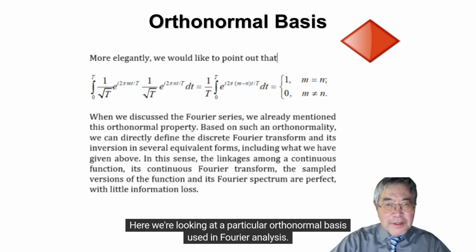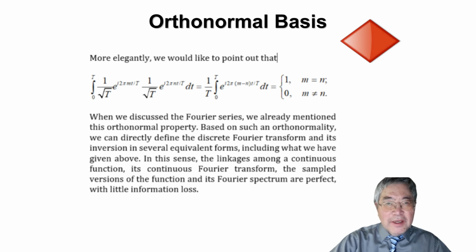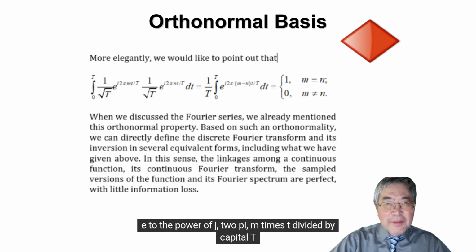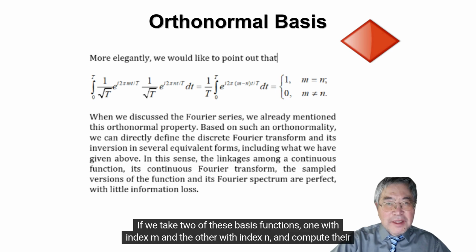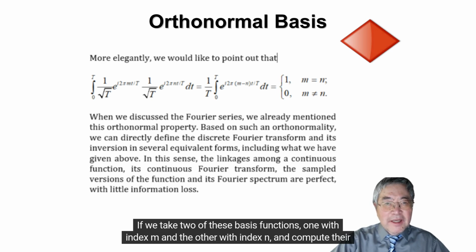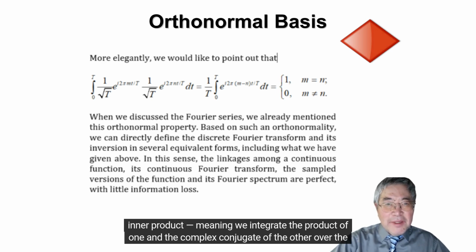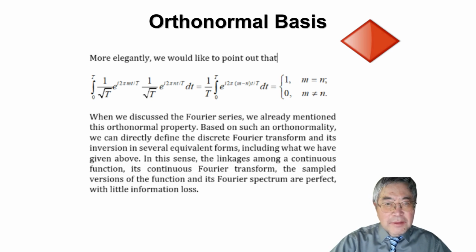Here we're looking at a particular orthonormal basis used in Fourier analysis. Our basis functions have the form e to the power of j 2 pi m times t divided by capital T, where m is the frequency index. If we take two of these basis functions, one with index m and the other with index n, and compute their inner product, meaning we integrate the product of one and the complex conjugate of the other over the full interval from 0 to capital T, two things can happen.